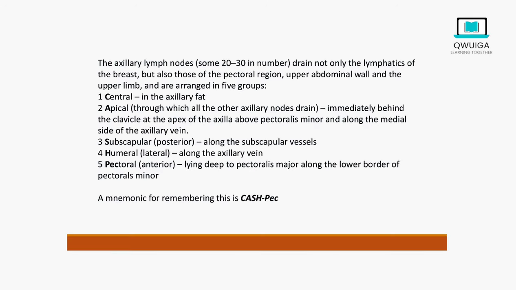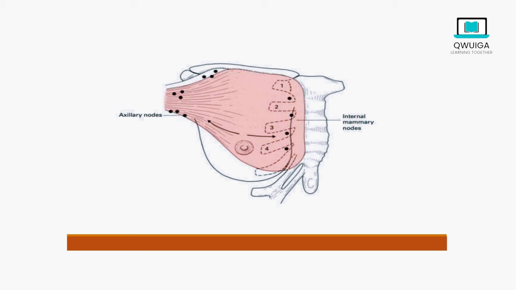They drain not only the lymphatics of the breast but also that of the pectoral region, the upper abdominal wall, and the upper limb, and are arranged into 5 groups. These are the central group, the apical group, the subscapular group, the humeral group, and the pectoral group, as we see in this diagram here. Now, this here is the apical group.